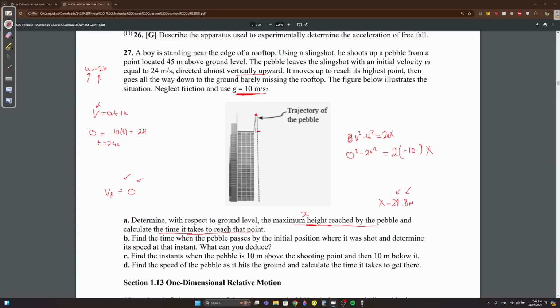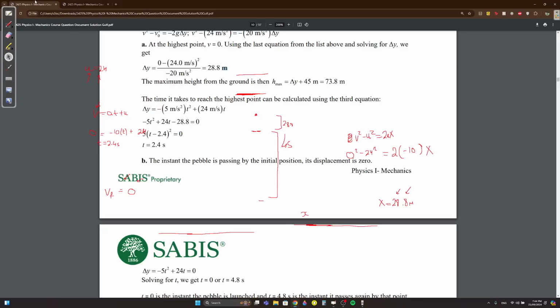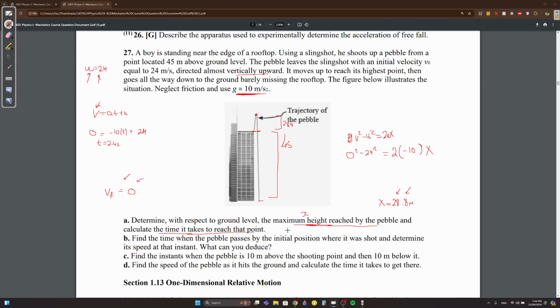They didn't want how high with respect to here. They're taking the height with respect to the ground. We know this is 45, and then this is 28.8. They want the total, so just add 28.8 plus 45, and you get 73.8. Okay, so height is 73.8. Be careful. Okay.